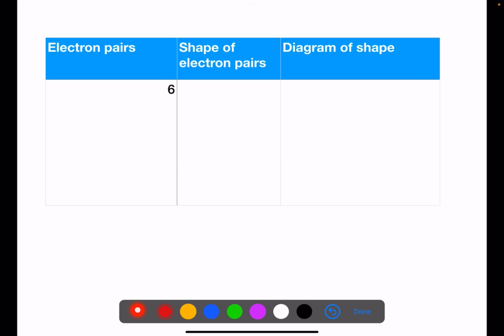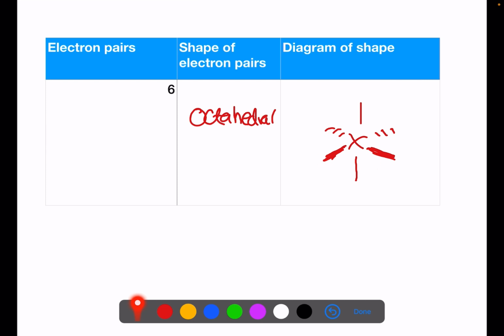And then for 6, you have octahedral. Now this seems weird, but it's because of the shape that this would make. If it was an actual 3D shape, it would be 8-sided. Okay, so if you were to draw in all of the lines here for the planes, the shape you would get would be an octahedron. So that's your octahedral shape. If you're using the wedges and dashes, as long as you have an equal number of wedges and dashes, you'll be correct. Okay, so don't be too concerned as to where they are.